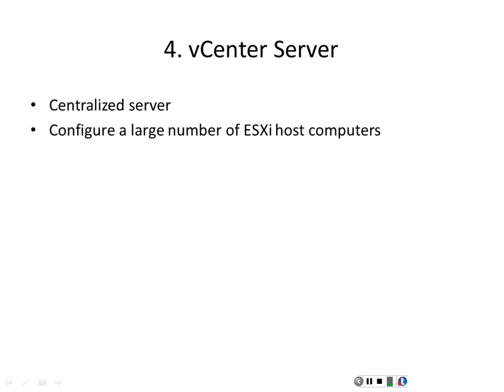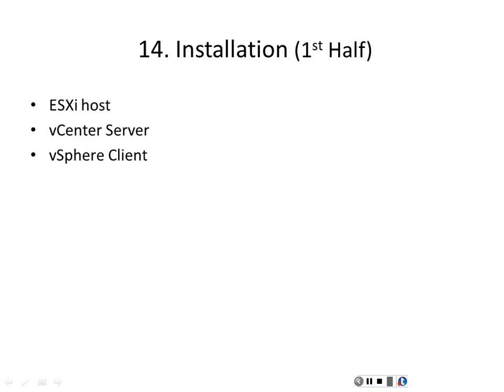In Chapter 4, we see that vCenter Server is a centralized server that allows us to configure a large number of ESXi hosts. And then we jump to Chapter 14, and we just do the first half of Chapter 14, where we look at the installation of ESXi host, vCenter Server, and vSphere Client. The reason we do Chapter 14 earlier in the course is so you can install your own small, miniature virtualized network infrastructure in your own lab, which you may have set up at home or at work, which is something I encourage you to do.